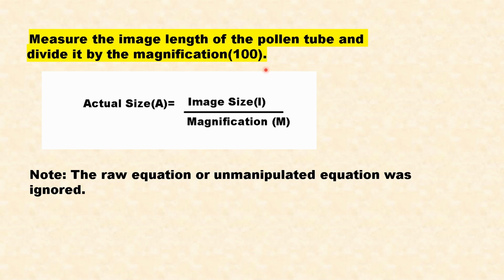First, simply measure the image length of the pollen tube in the photograph. To find the actual size of the pollen tube, you would divide the image size by the magnification. You can also present this using the formula. And it's important to note that any unmanipulated equation should not be presented in your response. Therefore, you should avoid mentioning any alternative formula, such as the one that states magnification is equal to image size divided by actual size, as this is not applicable to this question.